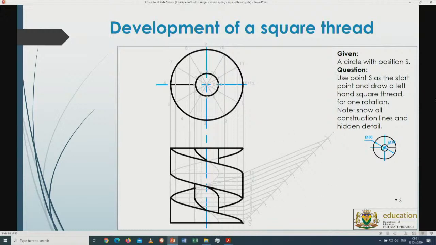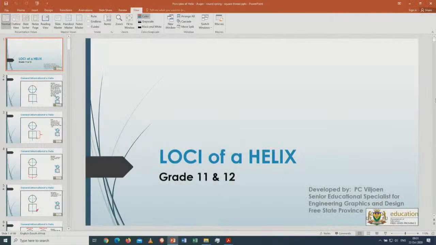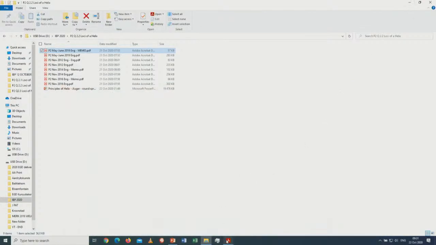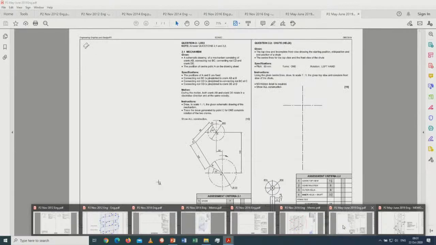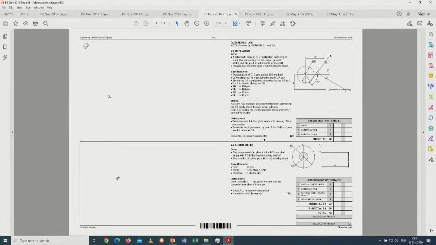And that gives us basically the three options of the auger, the chute, the round spring, and also the square thread. That is the questions that you can expect in that regard. If I can go towards this point over here, let's start with the auger. Let me just quickly see this exercise over here. This was the exam paper.